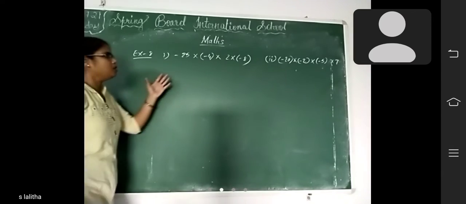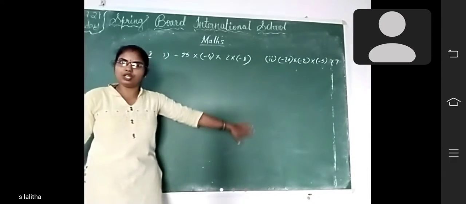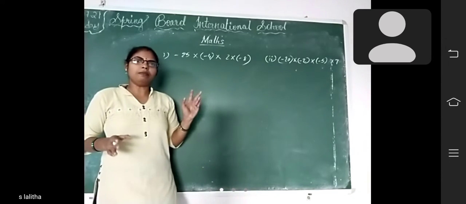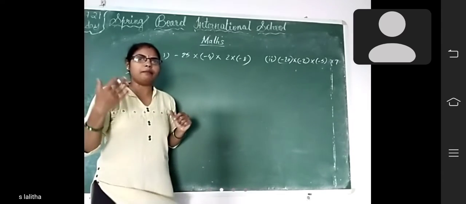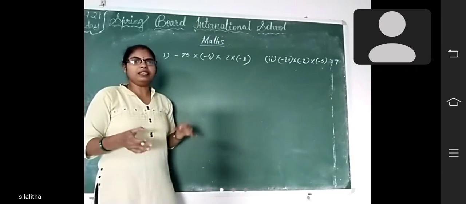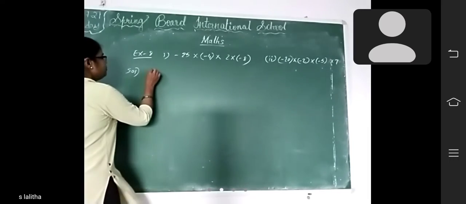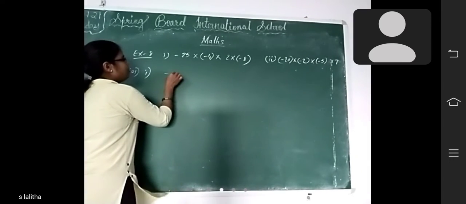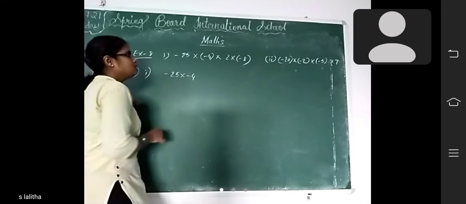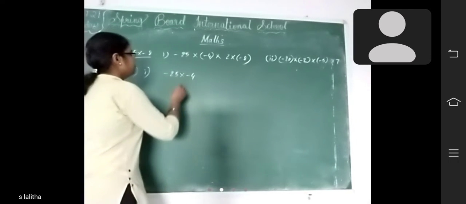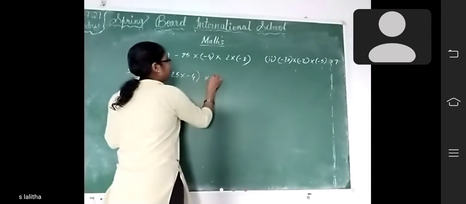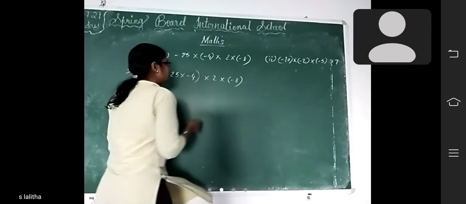Listen children, here two questions are given. You have to use the associative property and do the multiplication. Associative property means what now? First you should multiply the first two numbers, then you should multiply the third one. Like that you should multiply. Okay. Now see the first one. Minus 25 into minus 4. So you should multiply these two first. Okay. Next into 2 into minus 8.